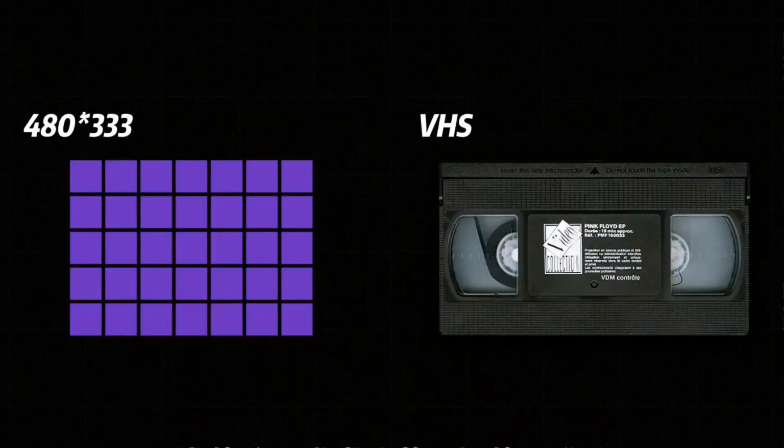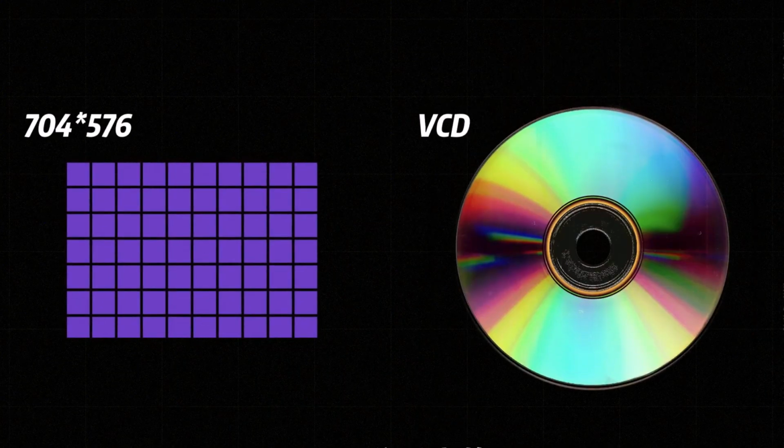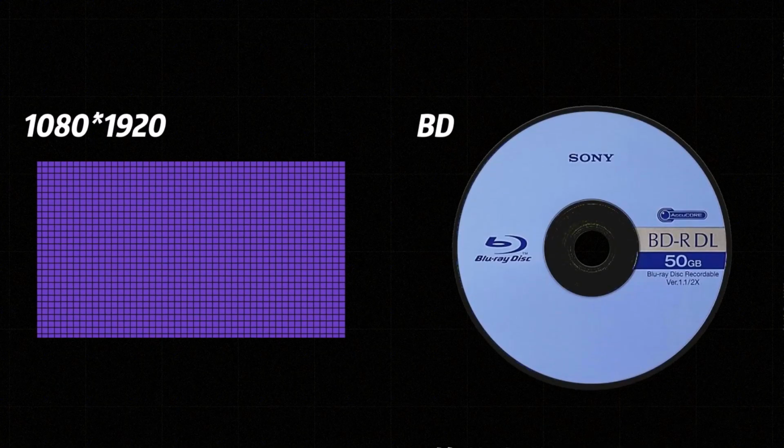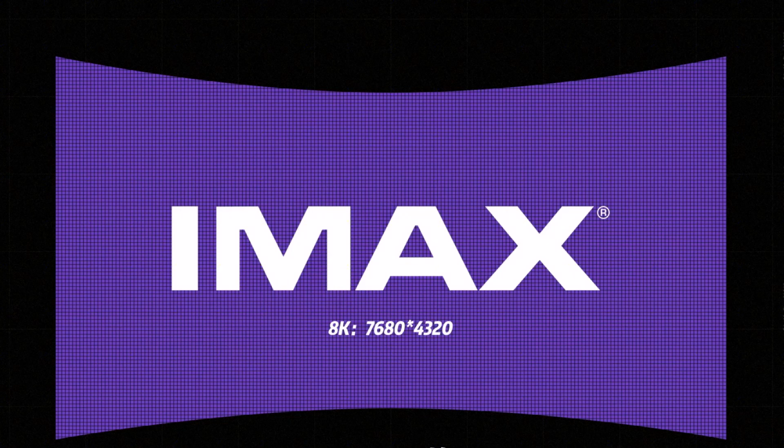Screen resolution is the count of pixels lined up horizontally and vertically on a screen. More pixels mean clearer visuals. From the old VHS tapes with a resolution of 480 by 333 to VCDs with 704 by 576 and DVDs with 1280 by 720 to Blu-ray discs with 1080 by 1920 and finally to 8K MX with 7680 by 4320, the entertainment experience has continuously improved.